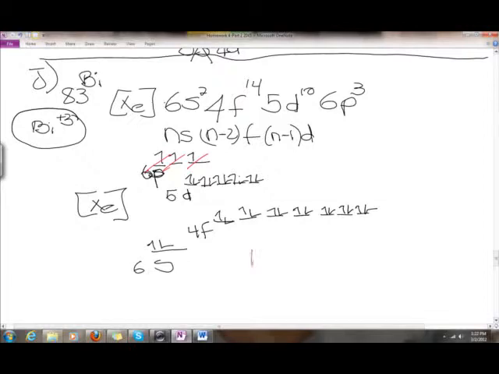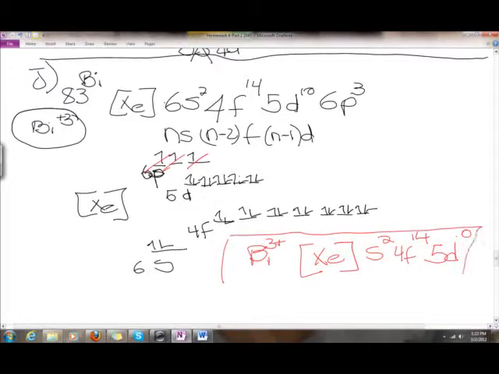So what would be the electron configuration of bismuth 3 plus? It would be xenon, and then 6s2, 4F14, 5D10, and no 6P. And finally, I did it without a mistake.